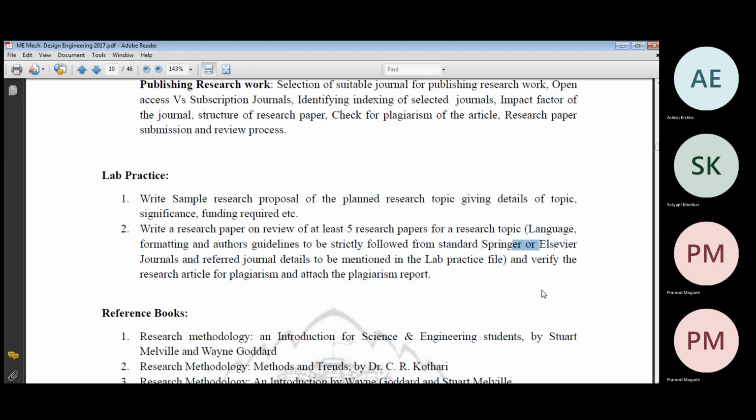So we should not refer to that. Wrong information is there. So we have to follow Springer and Elsevier. How to go about Springer and Elsevier journals, I'll let you know in upcoming sessions also: how to search the journals, how to search the research topics and all that. So these things you should include in your lab practice session, and verify the research article for plagiarism and attach the plagiarism report. So this is very important.